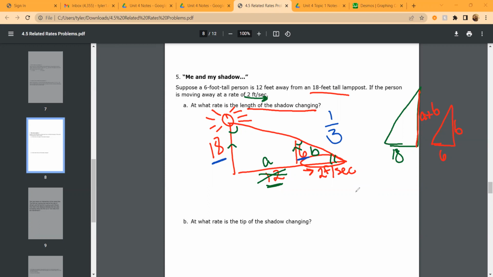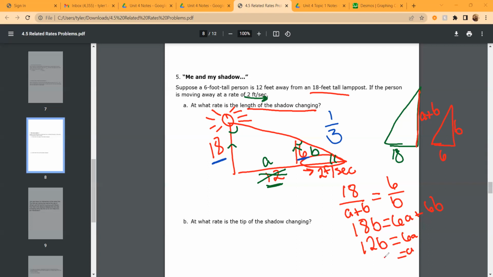I personally like to do 18/6, but let's just do it triangle to triangle. So base over height equals base over height. If we cross multiply, we get 18b equals 6a plus 6b, which simplifies down to 12b equals 6a, or a equals 2b.